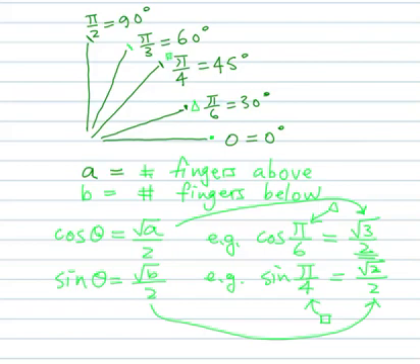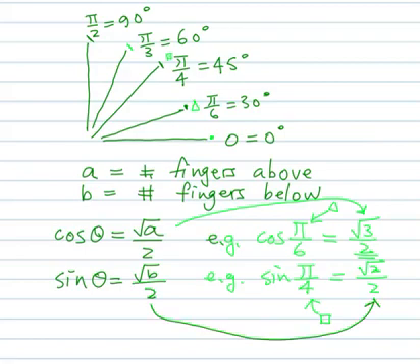So let A equal the number of fingers above, B equal the number of fingers below. Then we can find cosine of theta, as long as theta is one of these angles: 0, pi sixth, pi fourth, pi third, or pi halves. Then cosine of theta equals square root of A over 2, and sine of theta equals square root of B over 2.